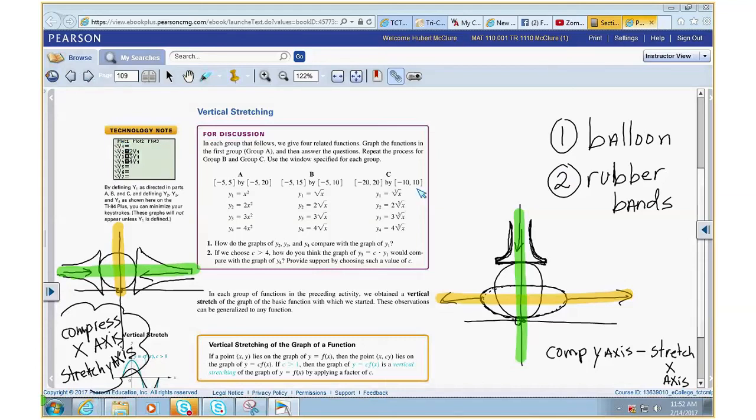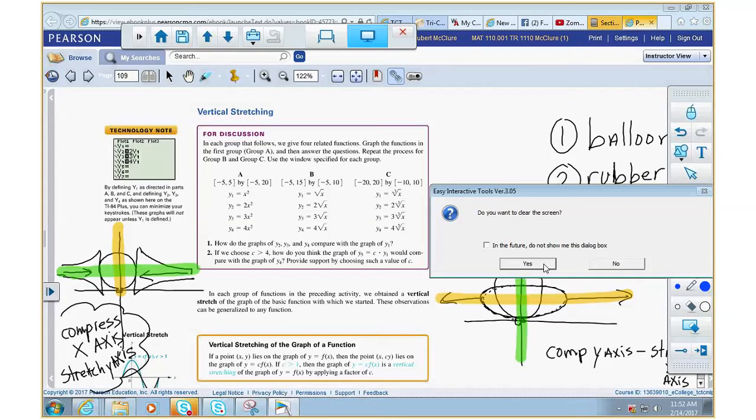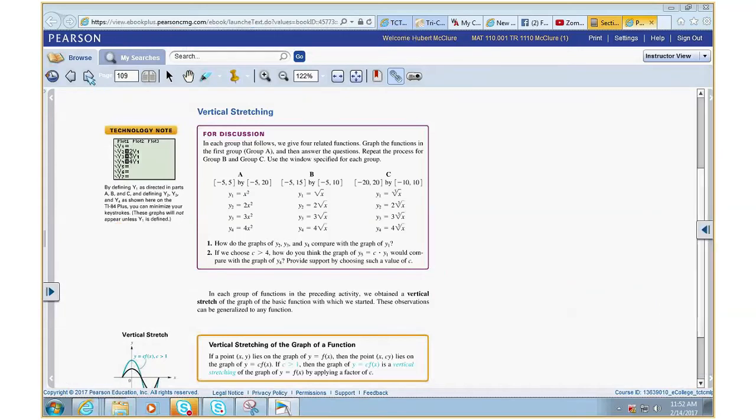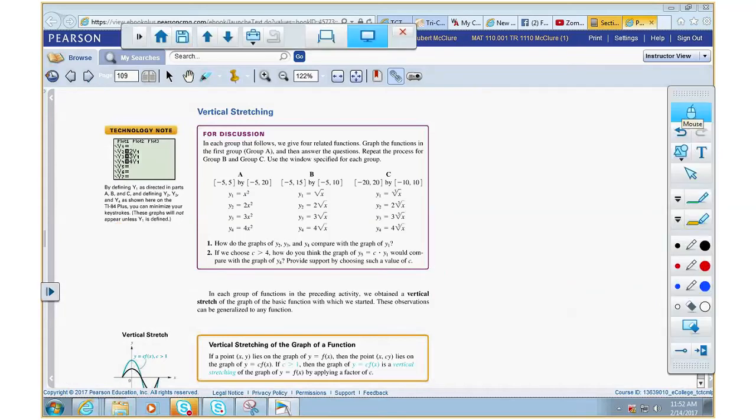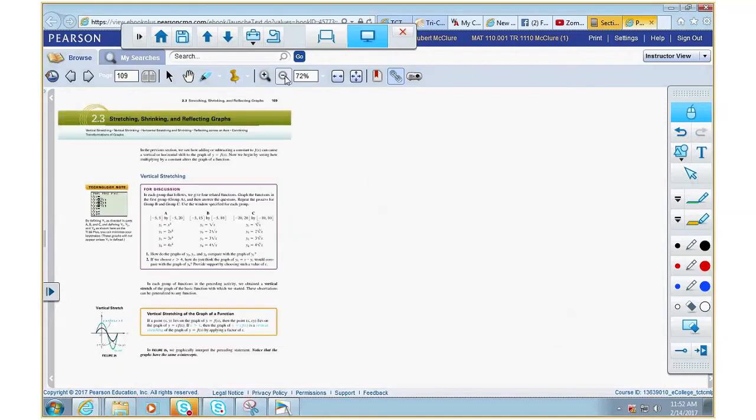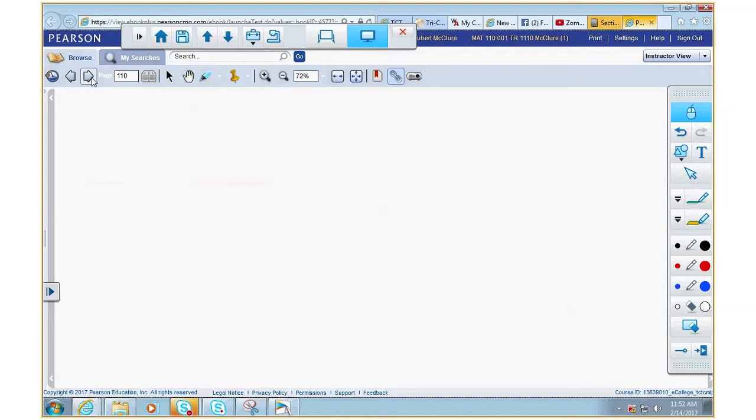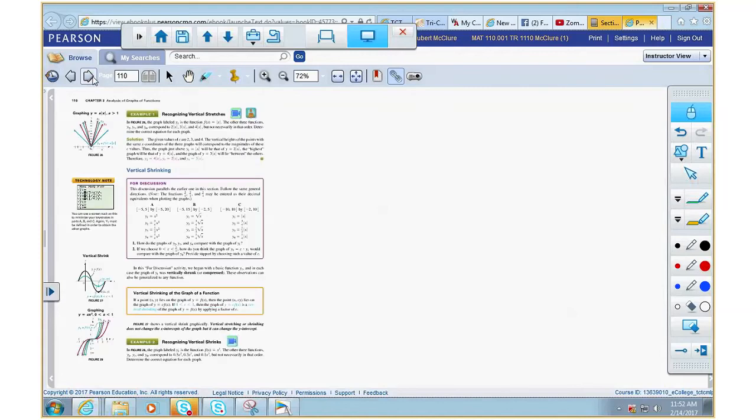All right, what next? I'm just going to go through and see what else I skipped. And really, I didn't skip over that. I just went into it and didn't call it vertical stretching.